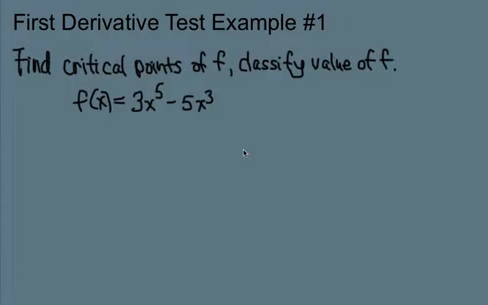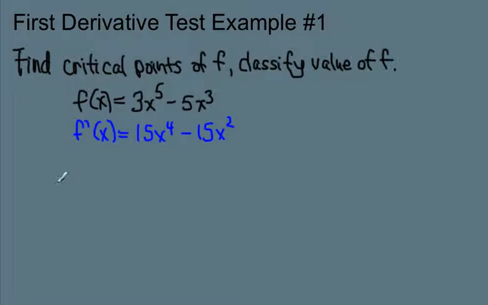Okay, so here's an example where we're going to use the first derivative test to find the critical points and then classify what type of critical point each is. For our first example, the first thing we need to do is dive in and take the derivative. The derivative of this, just using the power rule, is going to be 15x to the fourth minus 15x squared.